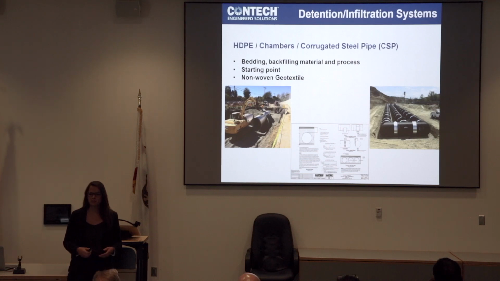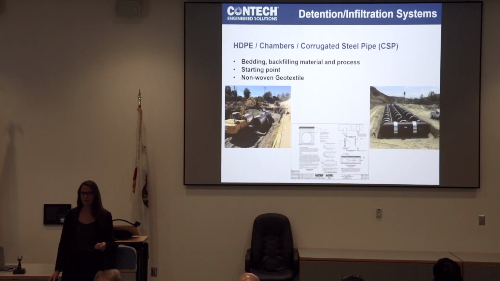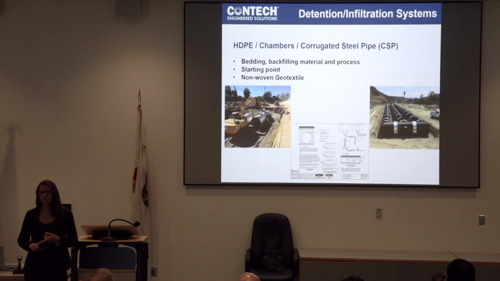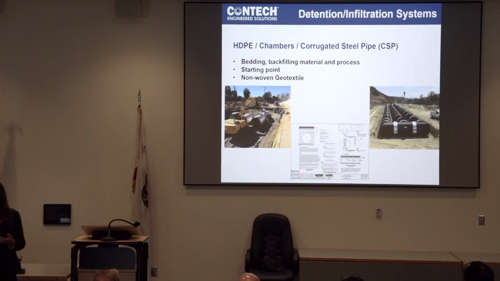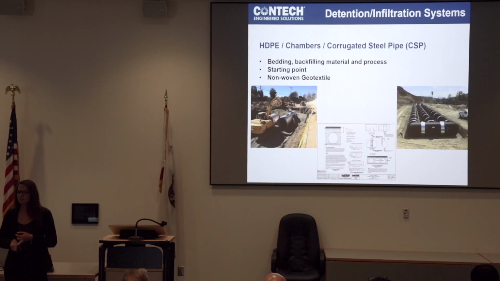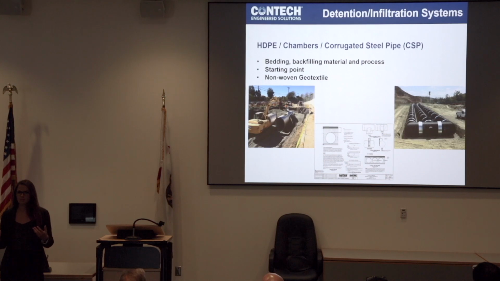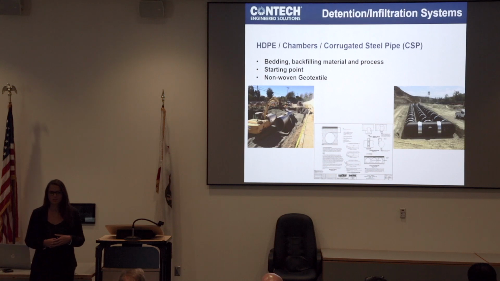Transitioning over to specifically detention and infiltration systems, we're going to speak a little bit to HDPE, chambers, and corrugated steel pipe. In particular, the bedding, backfill material and processes, starting point, and nonwoven geotextile. So one of the critical components of all these systems is making sure that the bedding is level before you start placing the pieces. You also want to backfill in even lifts and make sure that you are not driving construction equipment over these systems until you get that adequate amount of cover, or else you're going to start seeing failures like we saw earlier.